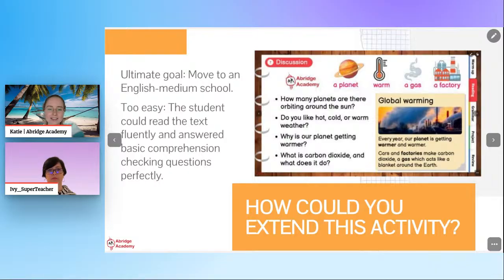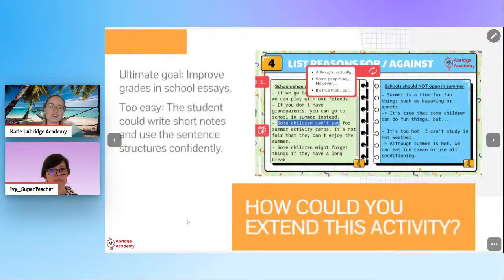Mm-hmm. Should we move on to the next example? Yeah. Ivy, do you want to introduce this example?